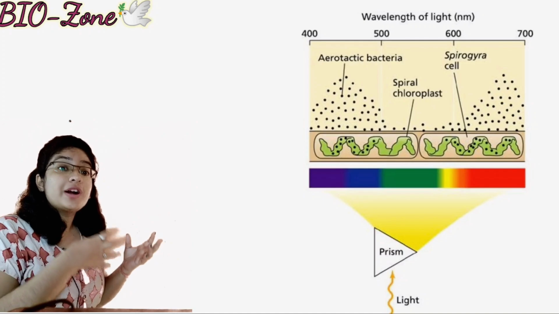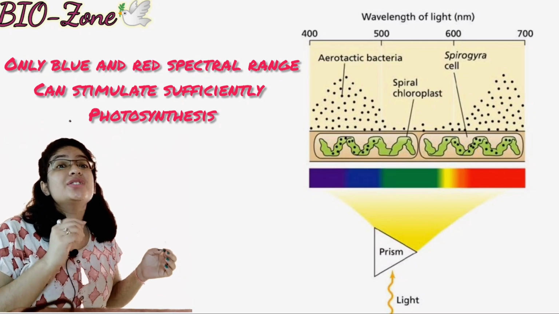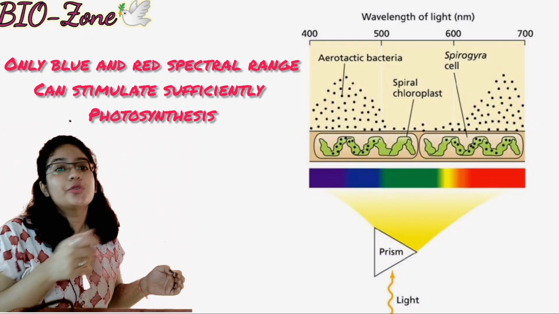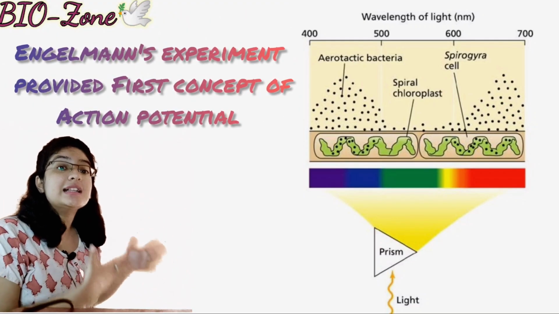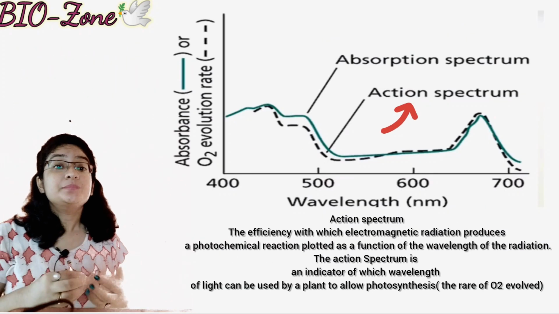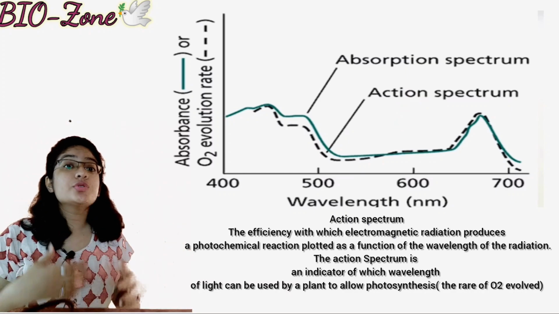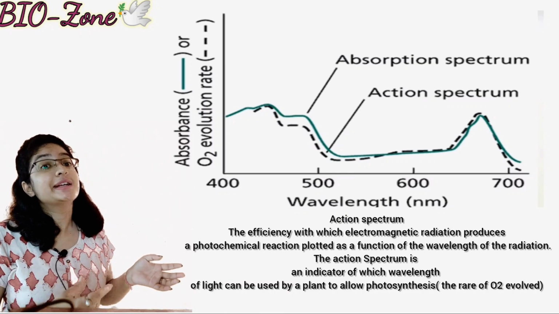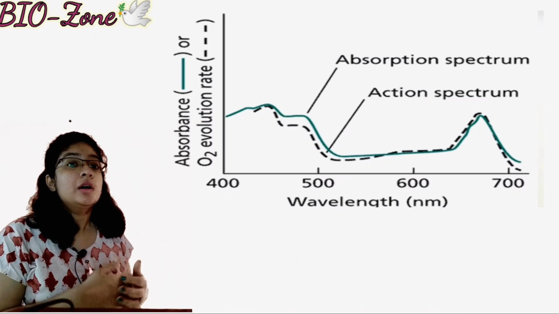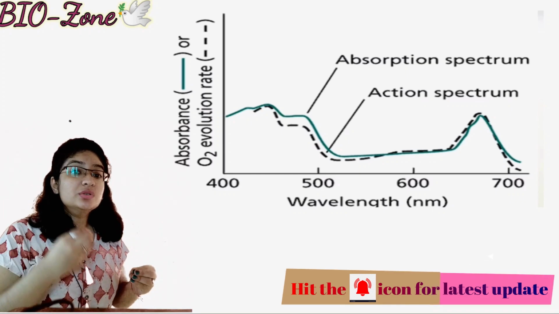So from here the first concept comes: not all wavelengths of light are equally responsible for generating a sufficient amount of photosynthesis. From here a concept comes which is called the action spectra. That is the rate of photosynthesis, which is correlated with the amount of light that a plant gathers for performing the photosynthesis process. Now when we are talking about spectra, we generally use 2 terms.